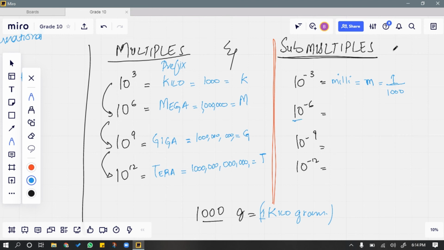Similarly, going for 10 raised to the power minus 6, which is describing micro, it's going to be too small. That's why we're describing it as micro. Its symbol is a U with a smaller leg at the other end. So it is describing 1 over a million parts. Then 10 raised to the power minus 9 is described as nano.